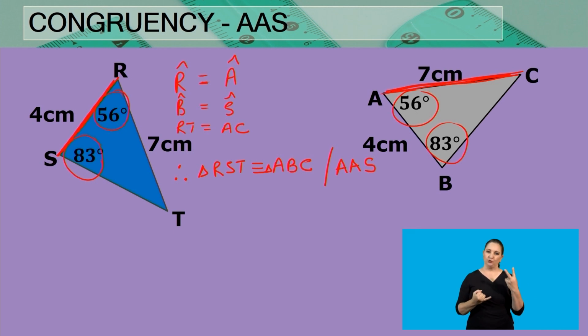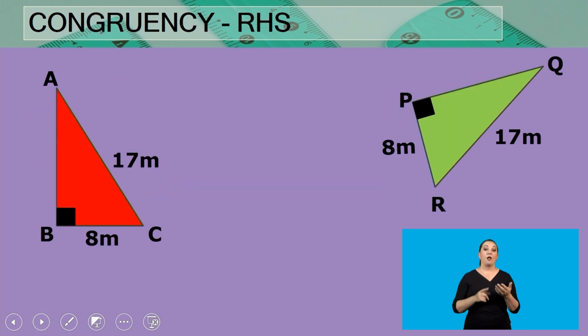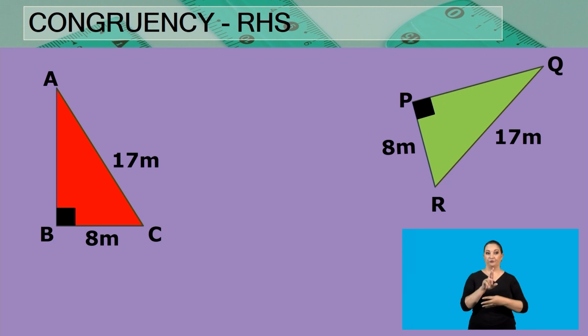It is still two sides and a corresponding, it is still two angles and a corresponding side. Let's move on to the last condition of congruency, and that is RHS, which is a right angle, a hypotenuse, and another side. Now, when we look at these two triangles that we've been given here, that is triangle ABC and triangle PQR. So, are they congruent?